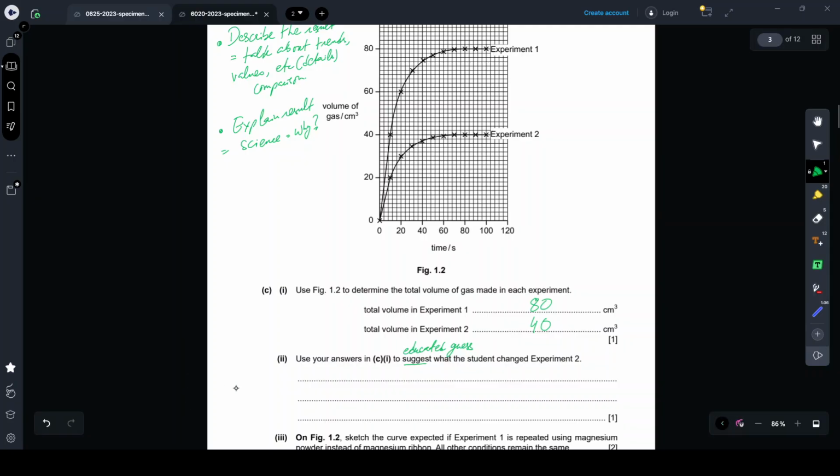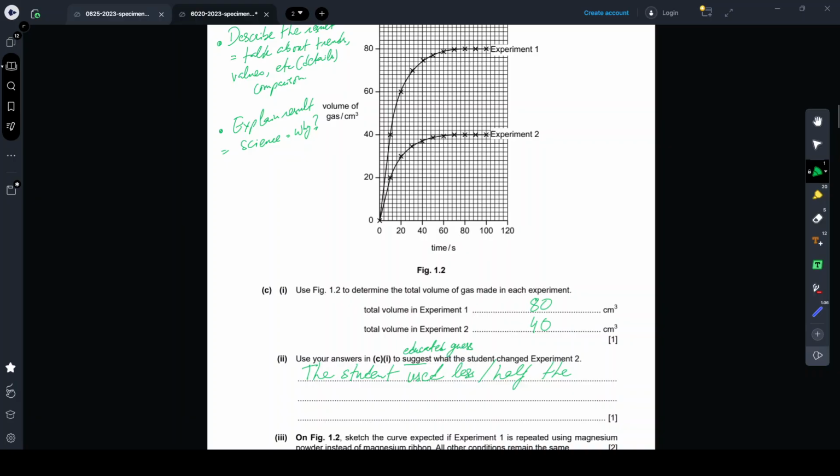Like how the amount of the limiting reactant. The limiting reactant, yeah. So you could use limiting reactant, but over here, you know the limiting reactant is the magnesium ribbon, right? And so you can say the student... Can the suggestion also be like this: use a lower concentration of acid, or use a lower temperature?